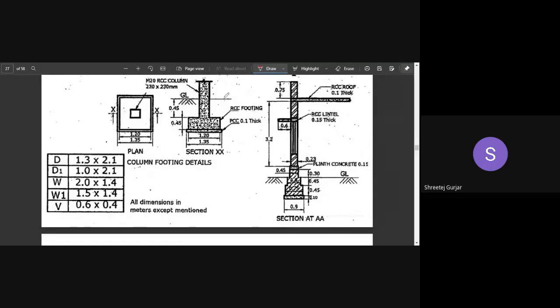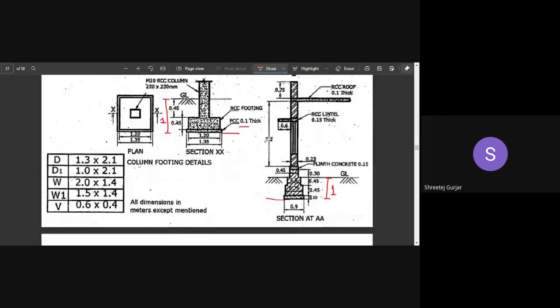You can observe the depth. So the total depth is how much here? It is 0.45 plus 0.45 plus 0.1. So it is 0.9 plus 0.1, so your overall depth is 1 meter, right? And you can observe here for your wall, the depth is 0.45 plus 0.45 plus 0.1. So this depth is also 1 meter. So you can observe that both of these are going up to the same level. From your ground level, the foundation level is the same for your wall as well as your column.